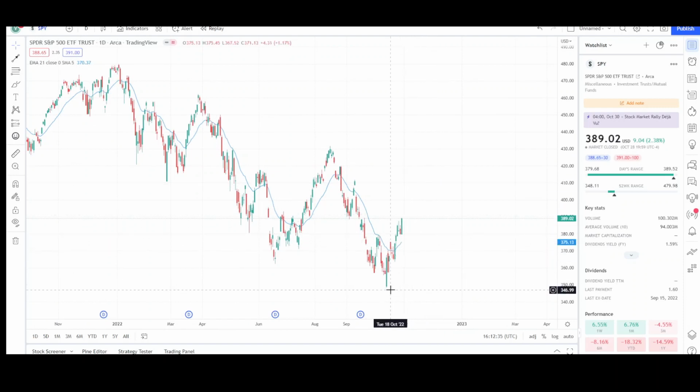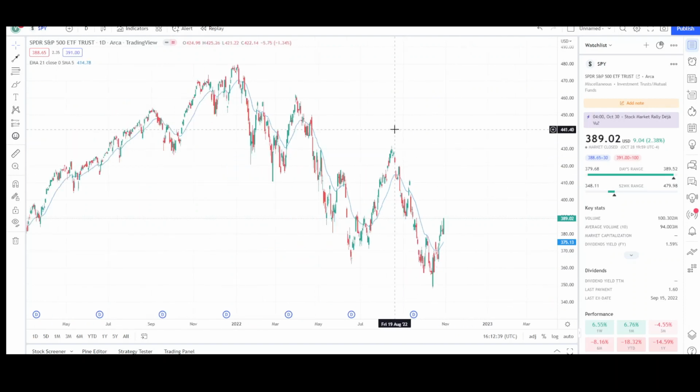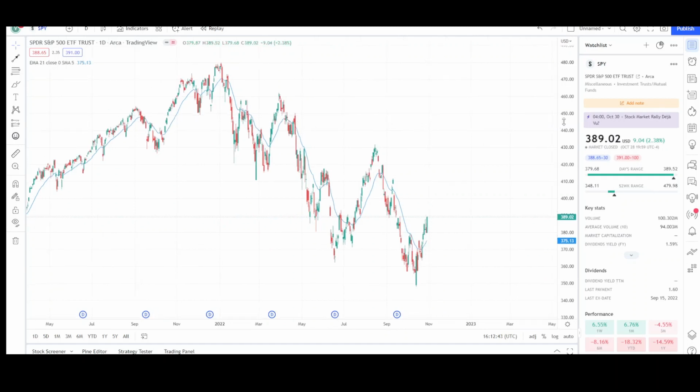But again, I'm still not saying this is the bottom. 348, I don't think that's the bottom. I think we're going to continue lower, and I'll show you guys why on the weekly, and also I'll show you guys the monthly chart.